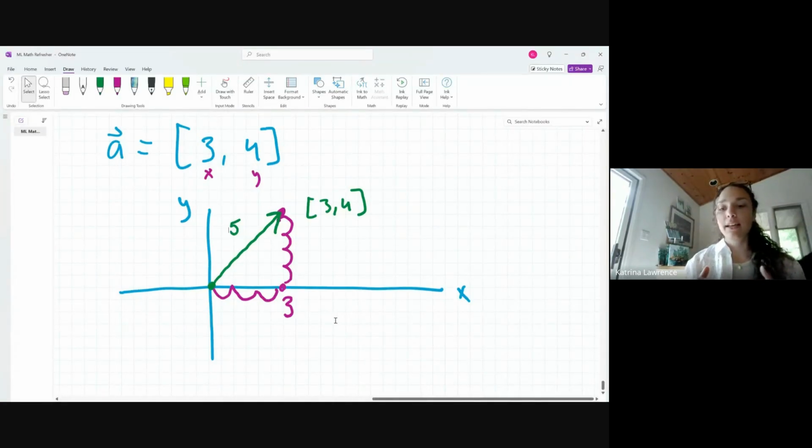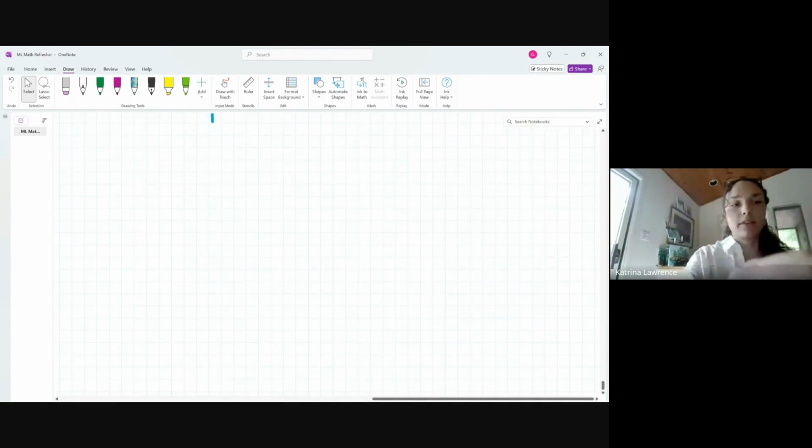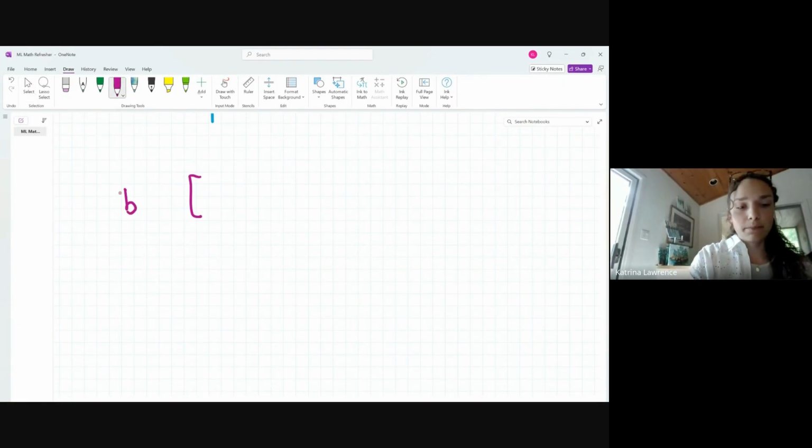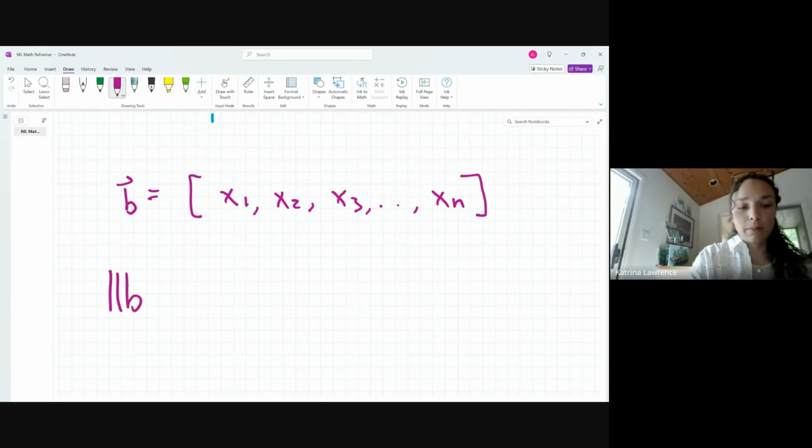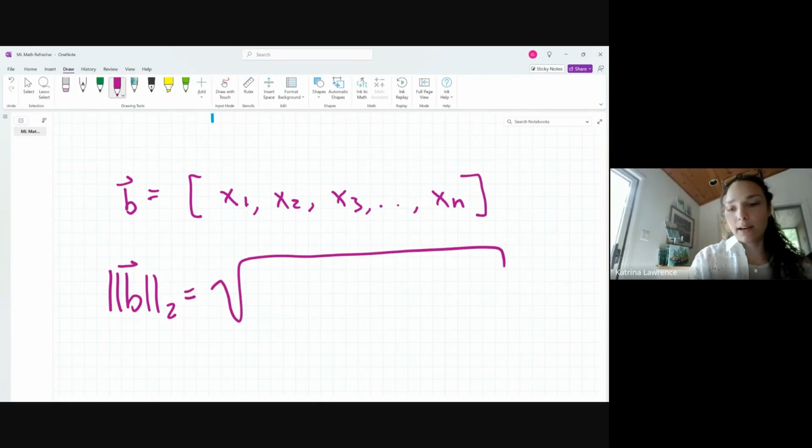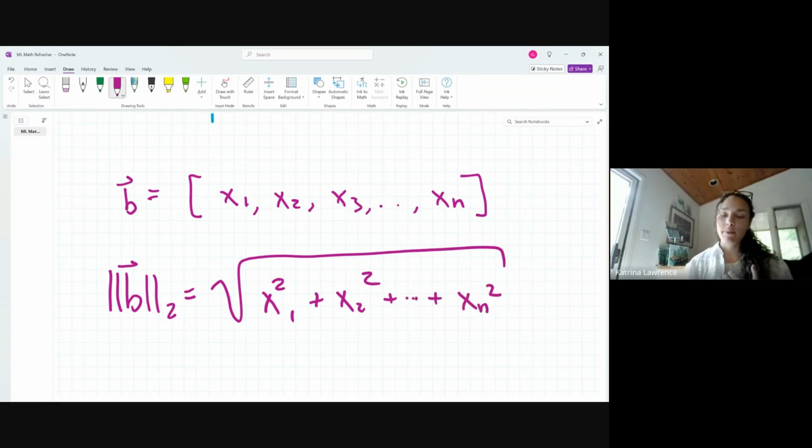This can be applied in further dimensions. You would just continuously take the sum. If we had a larger vector, for example vector B equals x1, x2, x3, all the way to xn, we would take the L2 norm of B and follow the same thing. We would have the square root of x1 squared plus x2 squared all the way to xn squared. So you can see that this formula can be generalized and applied to the nth dimension, which is really great for us. That is the end of our discussion on L0 and L2 norms.